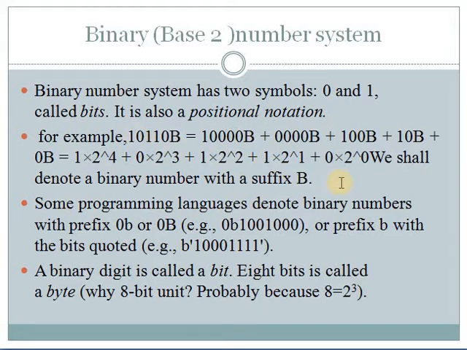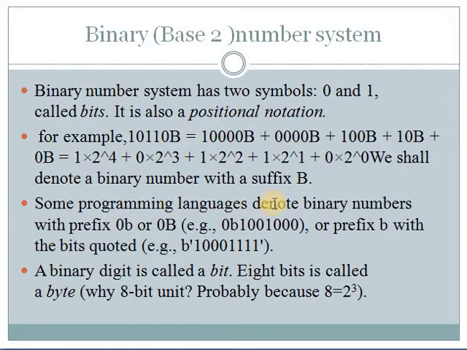So it depends on the base. In the decimal we use 10 to the power 0, but here we are using 2 to the power 0 because the base of decimal is 10. Here the base for binary is 2. Okay. So we denote a binary number with a suffix b. See here, this will be having this value.